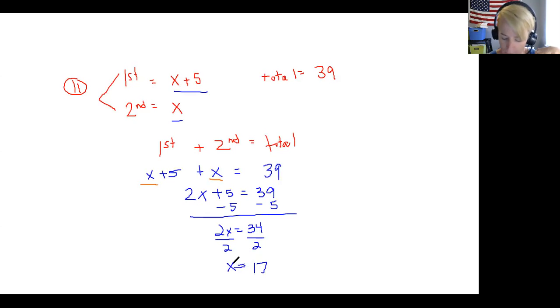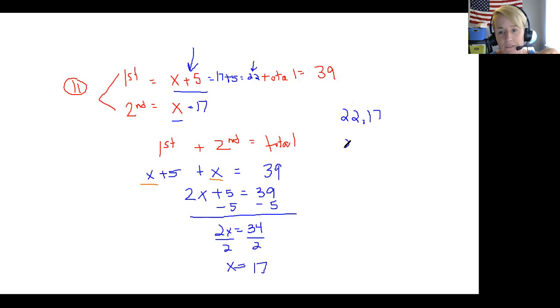Now, the very last thing it says is what are the numbers? Okay, look back up here. So over here, it says 17 plus 5. So 17 plus 5 is 22. That's one number. That's number one. And then this is just 17 because we don't have to do anything extra. So when I'm looking for the answers, I'm looking for the numbers 22 and 17.